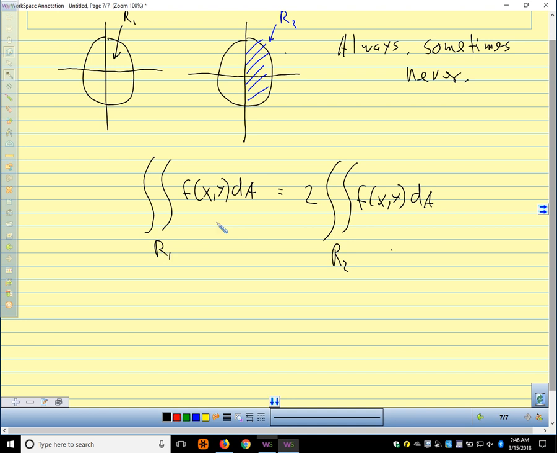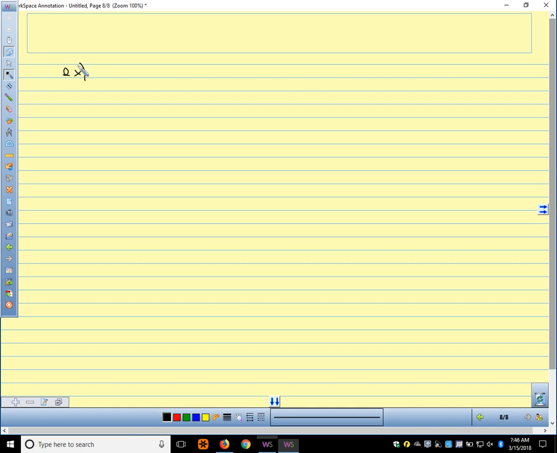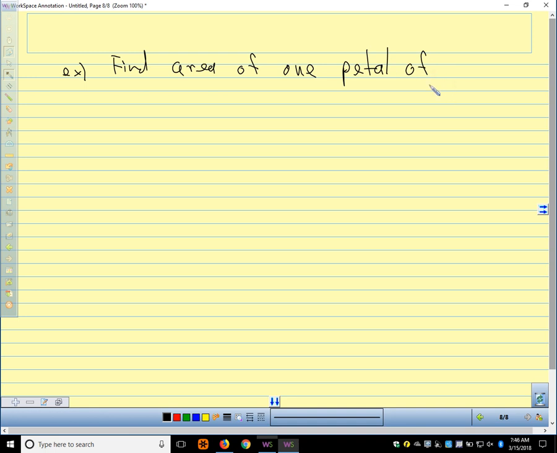All right, let me see what else I want to do here. Let's find an area. So let's find the area of one petal of r equals 3 cosine 2 theta with a double integral.